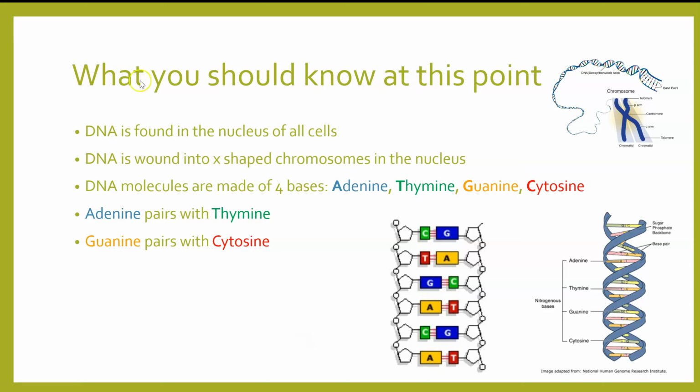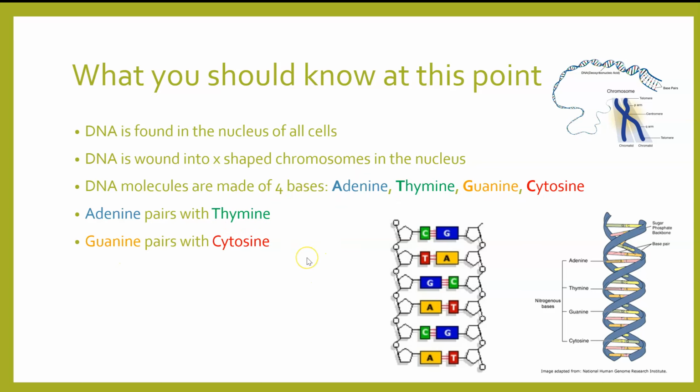The newest thing we've learned is that DNA molecules are made of 4 bases. They're also made of a sugar and a phosphate, but we're going to focus on the nitrogen bases, which are adenine, sorry, my cats are being so annoying, thymine, guanine, and cytosine. So those are the 4 bases. You should know that adenine pairs with thymine, A goes with T, and guanine pairs with cytosine.